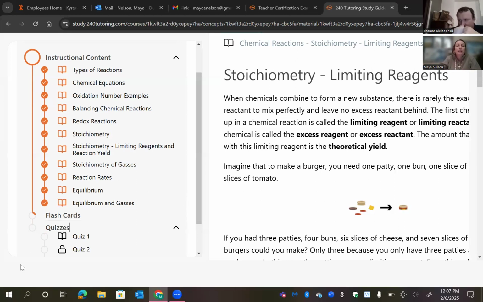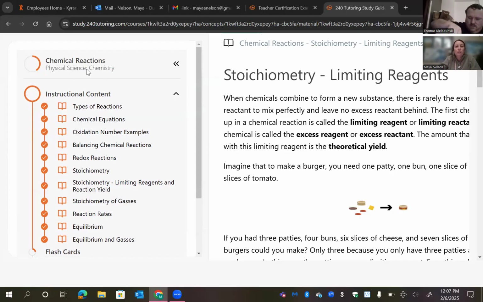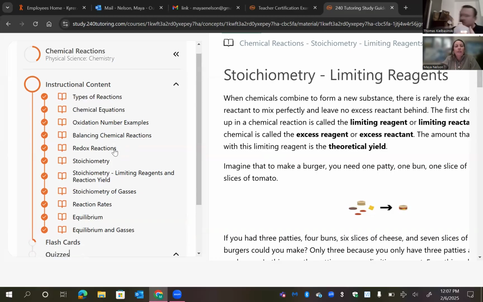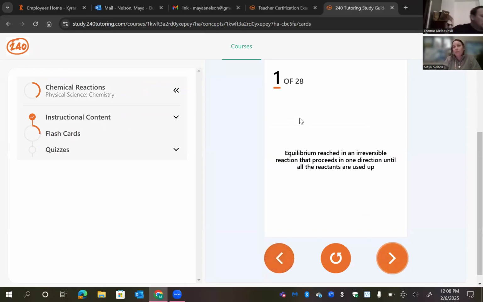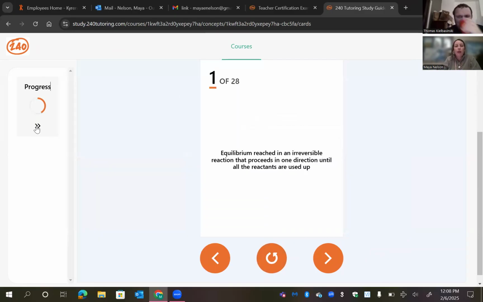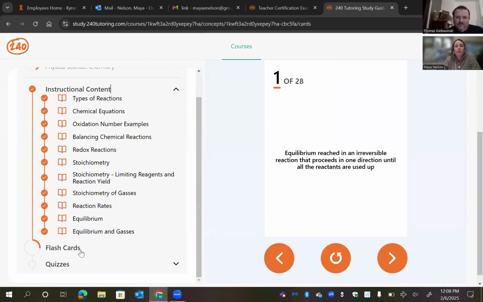But if you look on here, each section, like this one we're doing right here, this horrible chemical reaction section, I go through these pages you've been looking at with me. And then there are also flashcards. This has 28 flashcards for this whole section, so I can go through here and test myself on those. And then when I'm done with all that, I take a quiz.